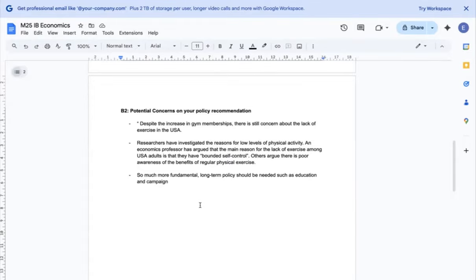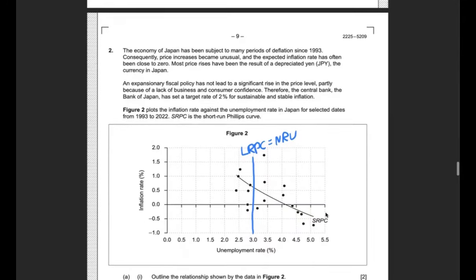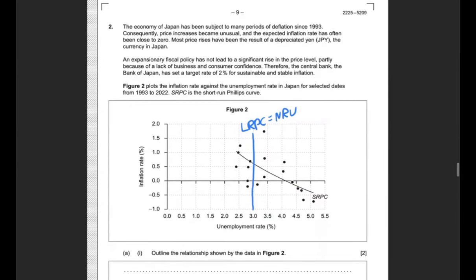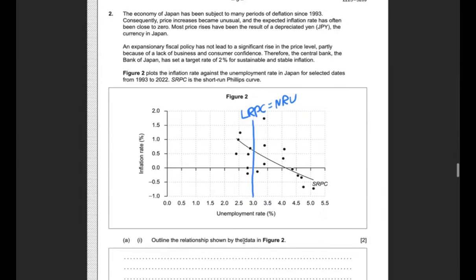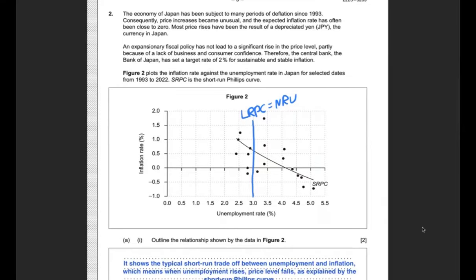Let's move on to question 2. Question 2 is about the country Japan. A1, outline the relationship shown by the data in figure 2. Figure 2 shows the typical short-run trade-off between unemployment and inflation, which means when unemployment rises, the price level falls, as illustrated by the short-run Phillips curve.